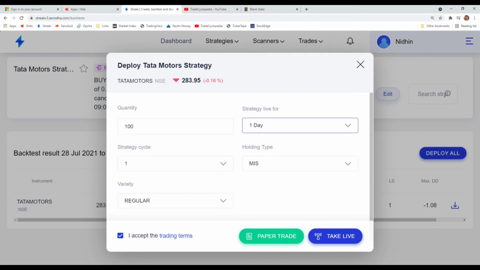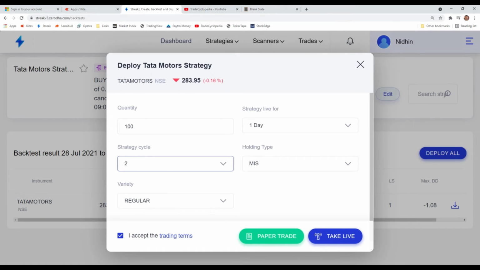But for example, if I select 2 as the strategy cycle, and the strategy life is 1 day, what happens is that I'll get a first entry when the Tata Motors price reaches 290, and the system will take an entry. For example, say the first trade I lost: immediately after taking entry, it reverses and comes back to 285, and it may hit my stop loss. It will exit my position. After exiting my position, the system will simply redeploy the strategy for the second cycle.